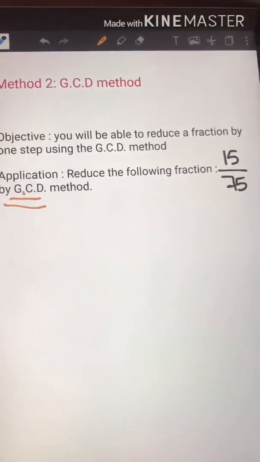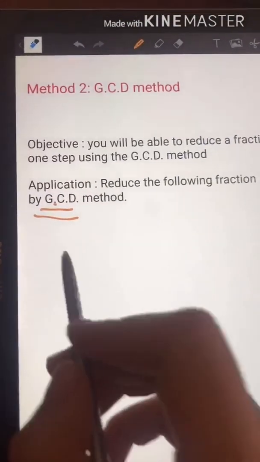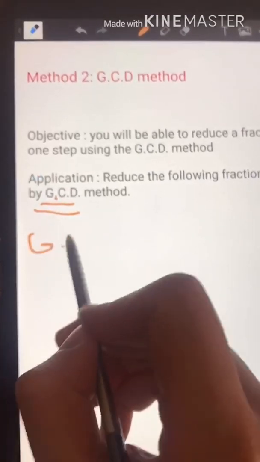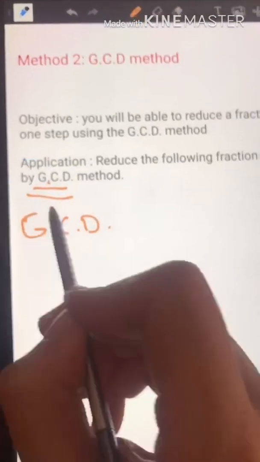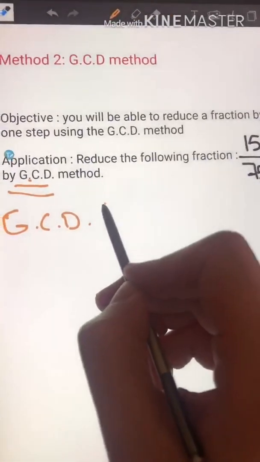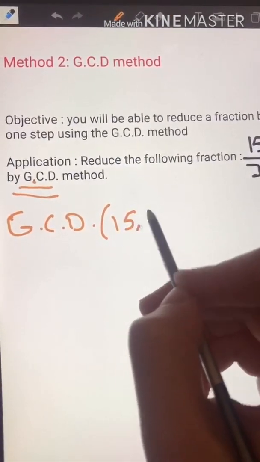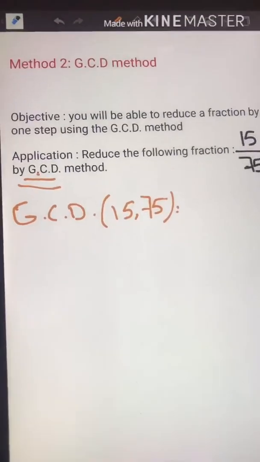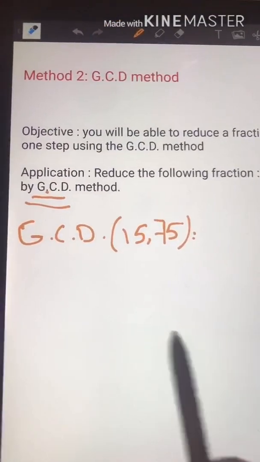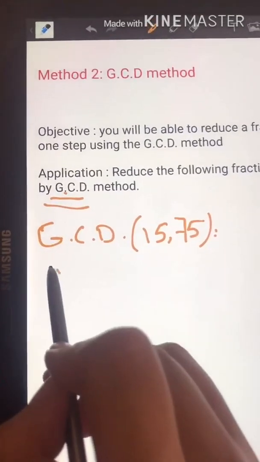So how to find it? I have to find the GCD. How to find the GCD? First I have to find the GCD of the following two numbers, which are 15 and 75. How to find the GCD of two numbers? As we said previously, let's review.